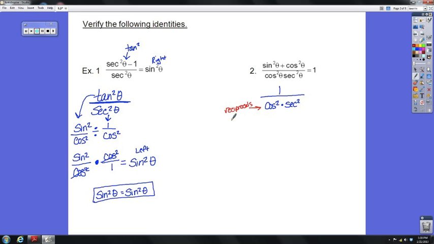of each other, and reciprocals, when they are multiplied together, equal 1. Cosine and secant multiplied together equal 1. Now they're both squared, so cosine squared times secant squared is 1. So this is 1 over 1, and 1 over 1 reduces to 1. So the left-hand side of the equation is 1, and the right-hand side of the equation is 1. And that's what number 2 looks like.